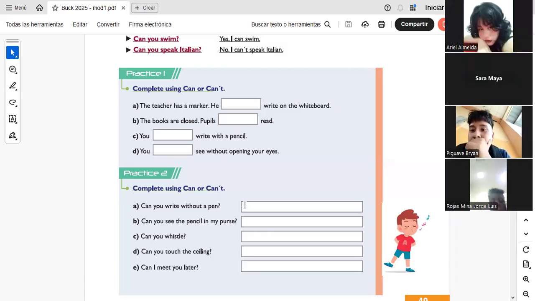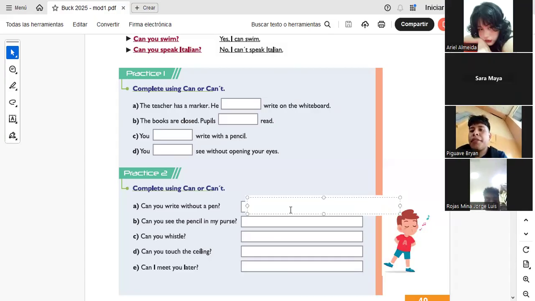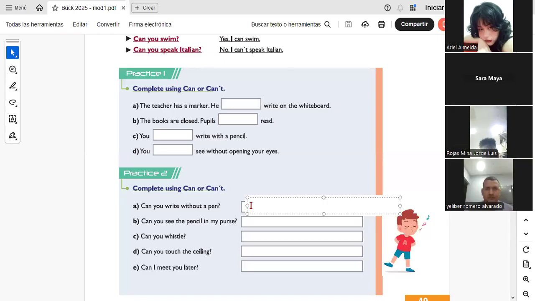Okay. So, can you make a sentence? Subject, verb, everything. Tengo que responder la pregunta. Yes. Okay. I write. It's incomplete. What do we have here?